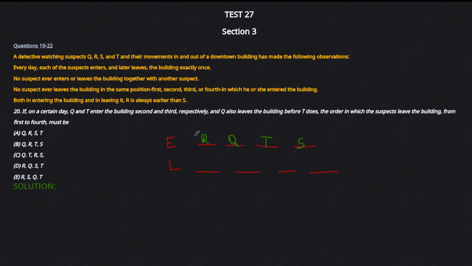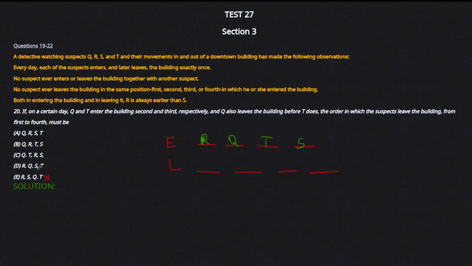Again, we know that Q will always leave earlier than T, and R will also leave earlier than S. So now let's go over to the options. Again, I like starting from the last one. So the option here suggests RSQT, but it's not possible because R has already entered the building at number 1, so it cannot leave at number 1 as well. So this one's a cross out.